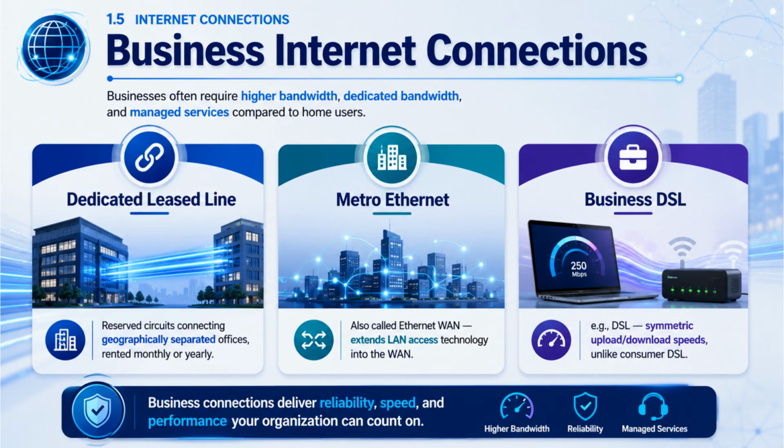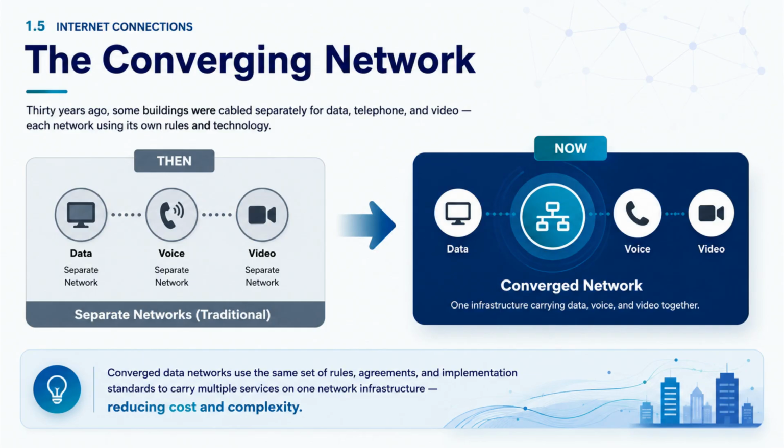Businesses need higher, often symmetric, bandwidth and managed services. Cover the 3 types: dedicated leased lines, Metro Ethernet, and business DSL like SDSL. Point out the difference between consumer DSL from the last slide and business SDSL here. Symmetric speeds matter for businesses running their own servers. This is a good visual to slow down on.